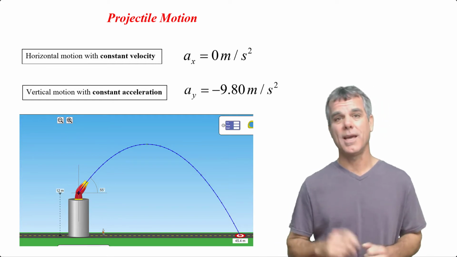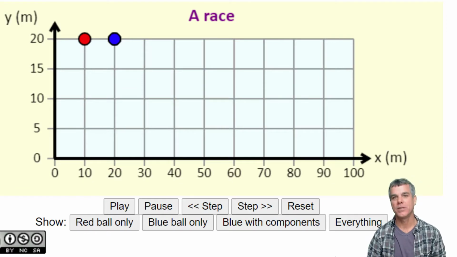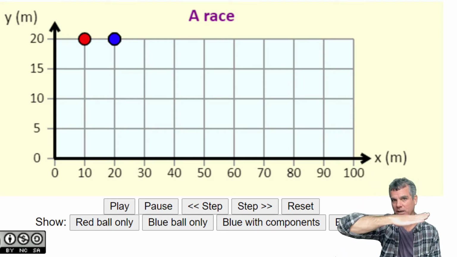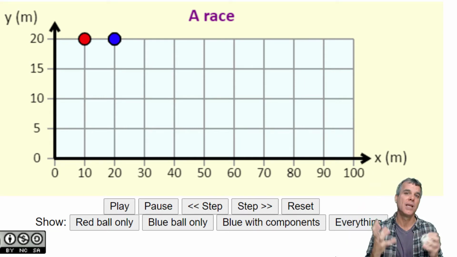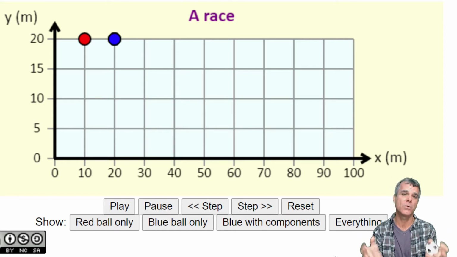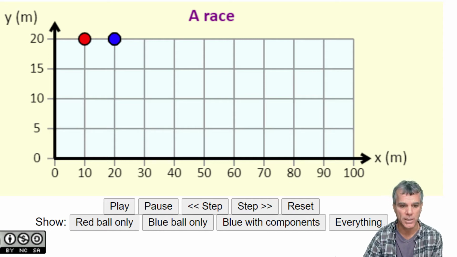Let's take a quick look at that using another applet. This applet is going to show a race between an object which is dropped straight down versus an object which is launched horizontally at the same height as the first object, and see which one will hit the ground first if there is no air resistance. Well, let's first look at the motion of each ball individually.